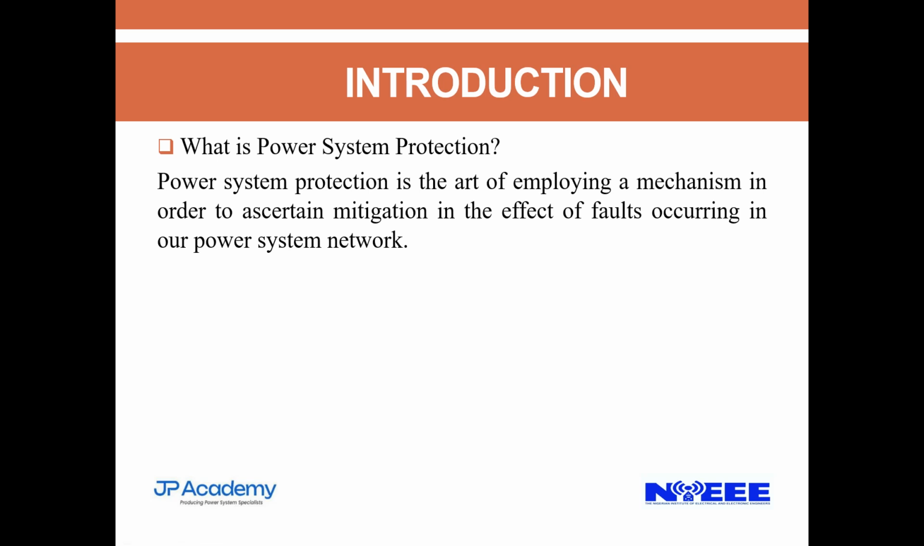So faults are inevitable, and this gives rise to the need for power system protection. In our power system, we have equipment such as our alternators, our generators, our capacitors, our bus bars, our transformers. And each of this equipment is prone to faults. It's inevitable. One way or another, they are going to experience a fault event.